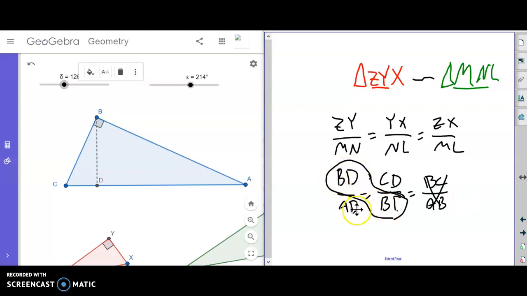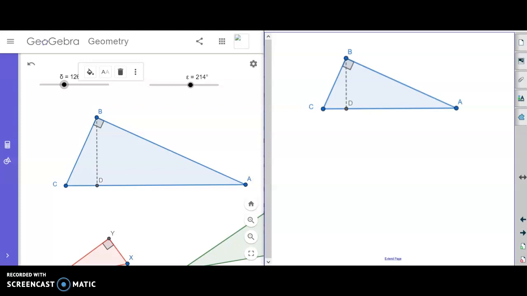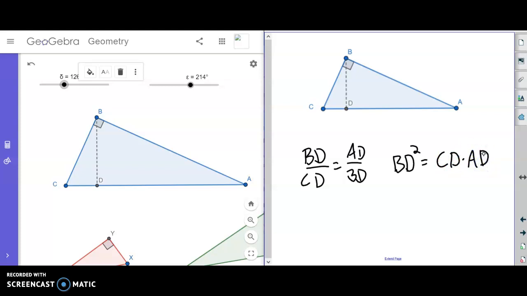It has BD over AD equals CD over BD. So I have BD over CD equals AD over BD. So when I cross multiply, look what's being squared now. It's that altitude. That altitude is being squared. But now I'm no longer multiplying the hypotenuse, I'm multiplying the portions of the hypotenuse together.